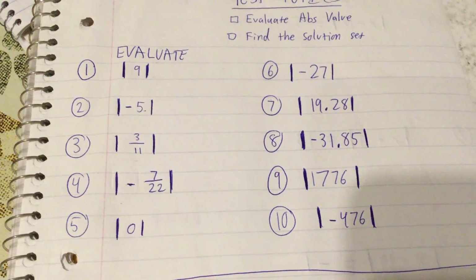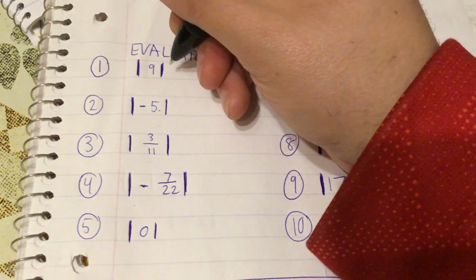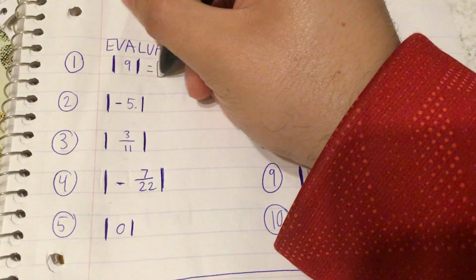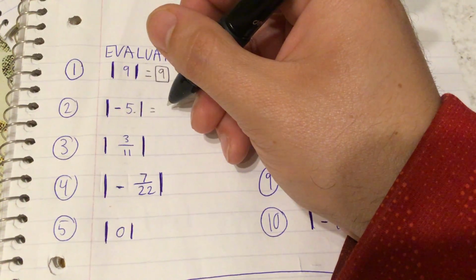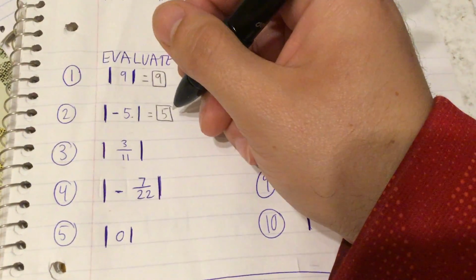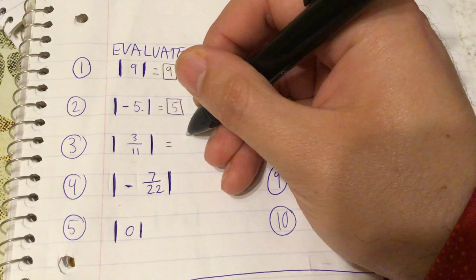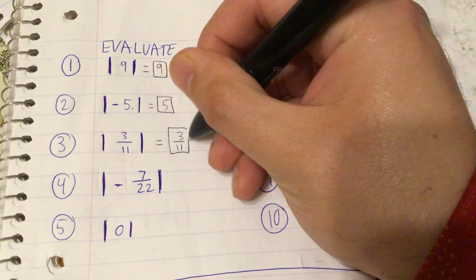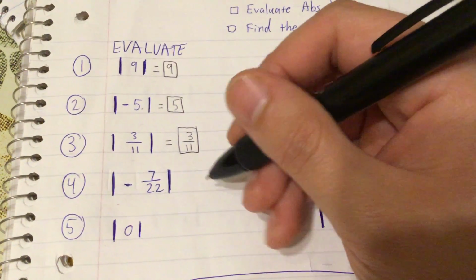But the idea is, okay, so you want to evaluate the absolute value. How far away is 9 steps forward? 9. How far away is 5 steps backwards? Still 5 steps. Now, I'm going to take away the steps. What's the absolute value of 3 over 11? What's the absolute value of negative 7 over 22?